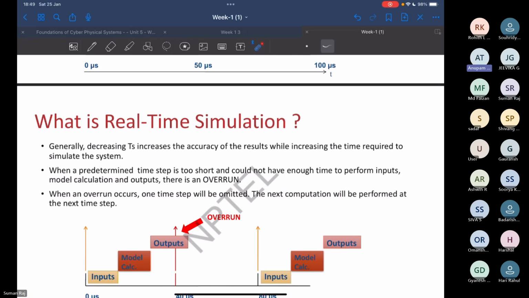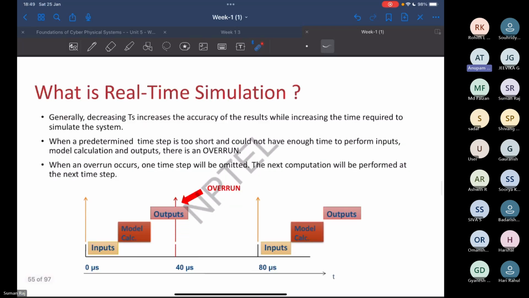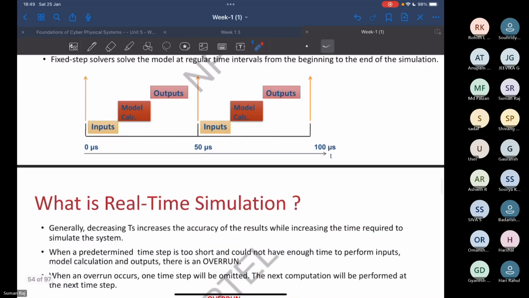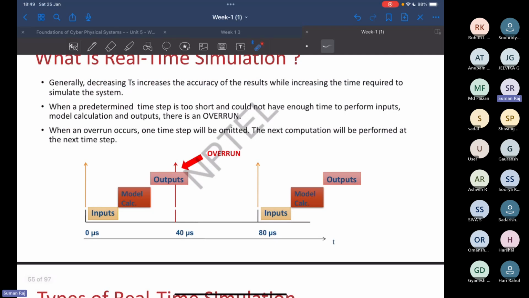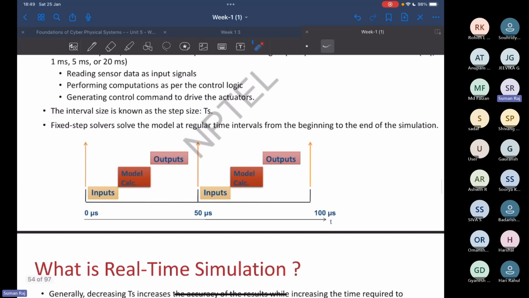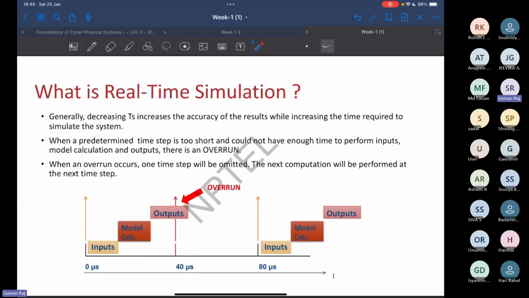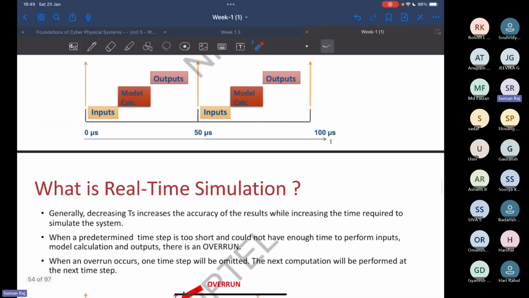Now say suppose my step size is 50 microsecond, the computation should happen before that. Then it is not overrun. Now if computation is not happening at 50 microsecond, then it is overrun. Exactly, because over here it is just showing that initially it was 50, so it was completing by then. This example is to show you that if you reduce your TS to 40, and in that case the outputs are still not calculated, then it creates an overrun.